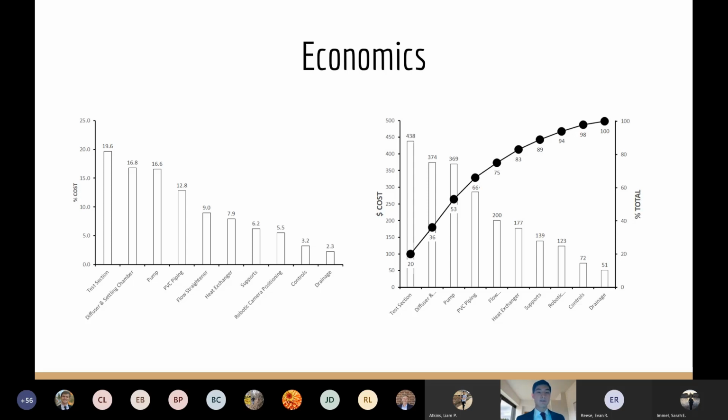Here you can see the sensitivity and Pareto charts for our spending, which break down the costs into the main categories. You'll notice that the test section comprised a significant portion of our costs. This was due to the acrylic sheets that we had to purchase and ship. We were able to keep the cost for our PVC pipe much lower by selecting a smaller pipe, which was cheaper and easier to source.